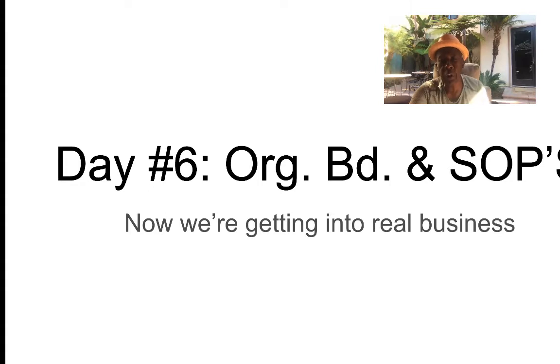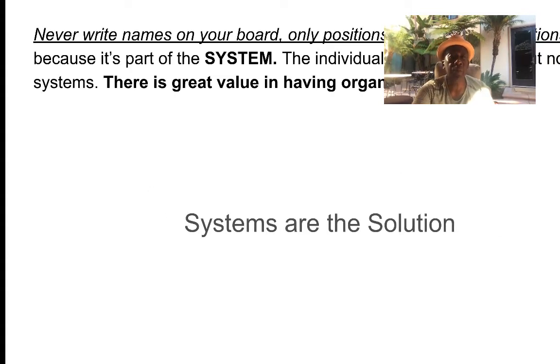And the board, I'm going to just show you a couple of my slides here. And this is important. Never write names on the board, only positions, because people come and go. You can fill those positions, but if you put names there, you become people dependent. And you don't want to be people dependent, you're systems dependent, because systems are the solution, not the people. People have great value, but the biggest value is having an organizational structure and standard operating procedures.